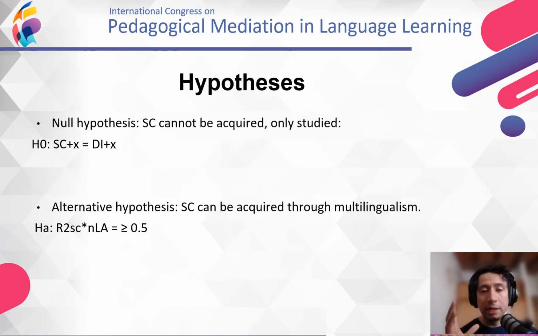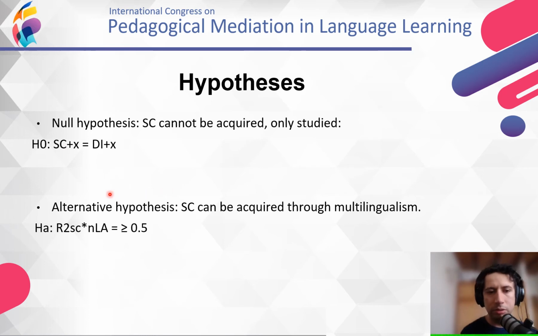So I have two hypotheses. The first one is the null hypothesis. It basically tells us the state of the art, what is the current hypothesis that we have for the acquisition of the sociopragmatic competence. The sociopragmatic competence can be read like this: the sociopragmatic competence plus X, that is the amount of knowledge you have in the sociopragmatic competence, is equal to DI plus X, which is the amount of time you spend learning the direct input, the sociopragmatic competence. So the more learning you have, the more sociopragmatic competence you're going to have. I say that's quite wrong.